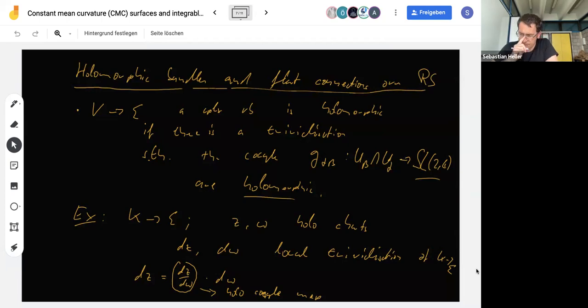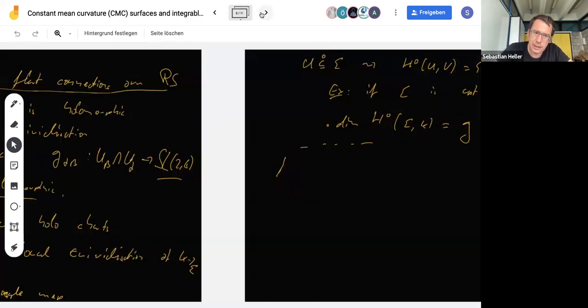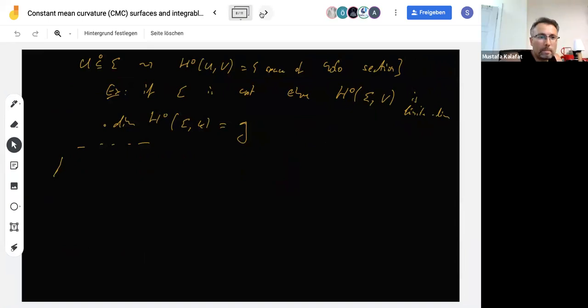Okay, and we will often use the relationship between holomorphic bundles and flat connections. And this comes from the observation that holomorphic bundles can be described likewise by specific differential operators. And this works as follows.